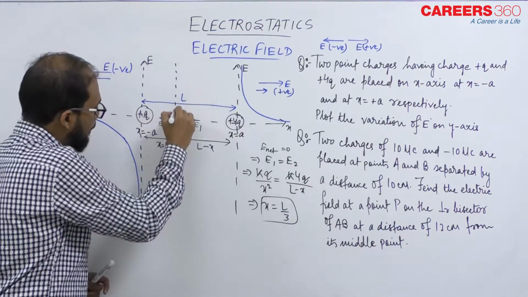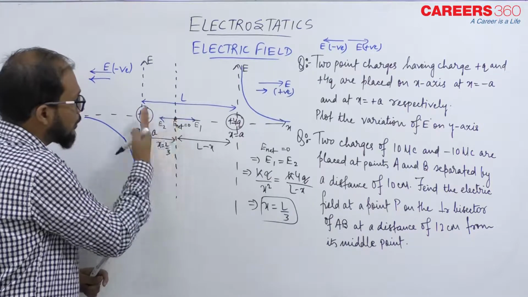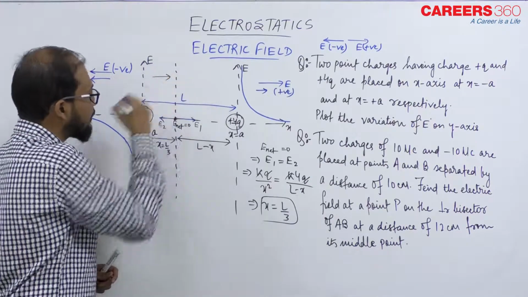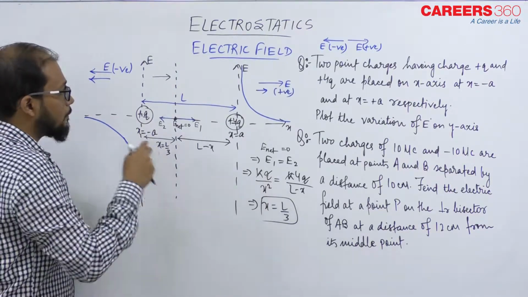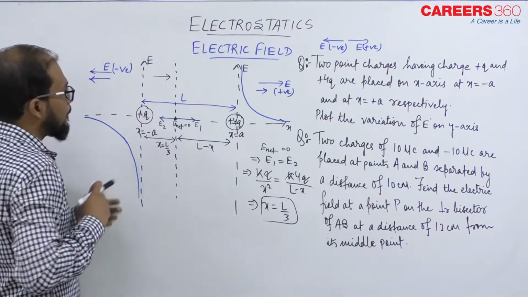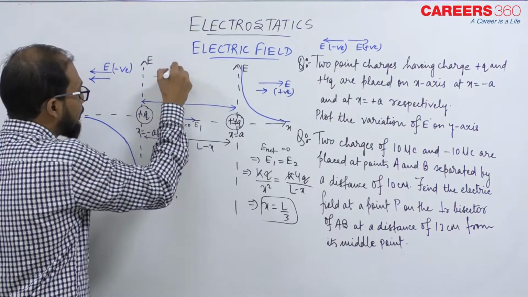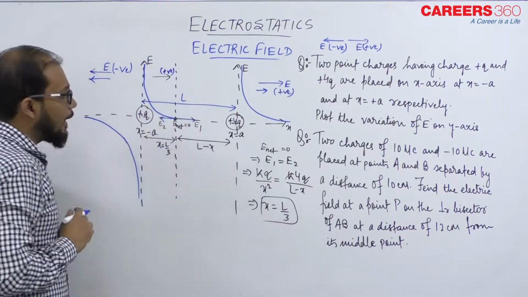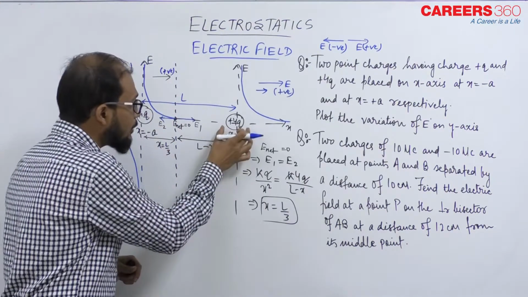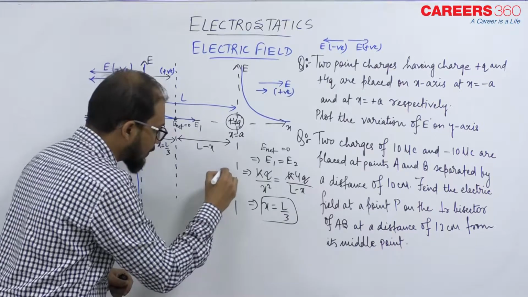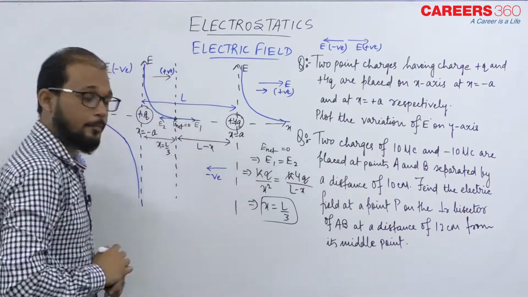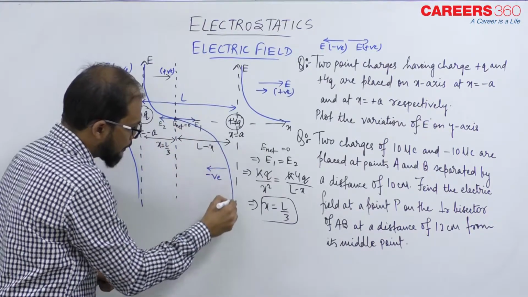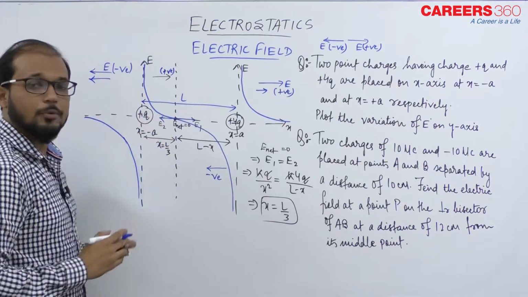So if we talk about the region to the left of this point, here the electric field due to plus q charge will be in this direction, and here this direction is taken as positive, so the electric field will be like this. And if we talk about this region, here the electric field due to this plus 4q charge will be in this direction, and that will be negative, and here it will be like this. And now let's come to the second question.